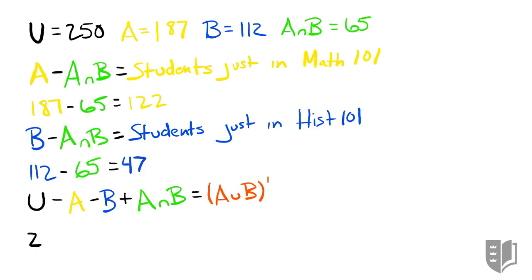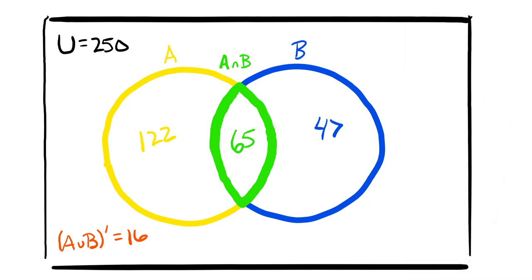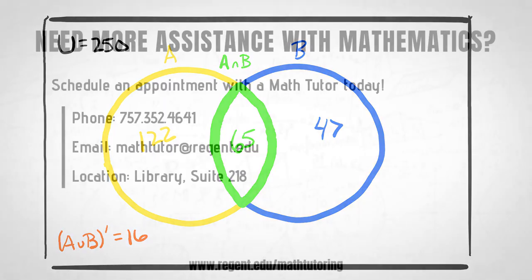So we want to write down our 250 minus our 187 minus our 112, and then add our 65. Now once you've got that done, you should get an answer of 16. Alright, now let's put that on our Venn diagram, in that lower left-hand corner in orange. Alright, now that that's done, we have filled in our entire Venn diagram. We have every piece of information that you could want to know about our survey, and we've represented it in this nice Venn diagram with the corresponding colors.